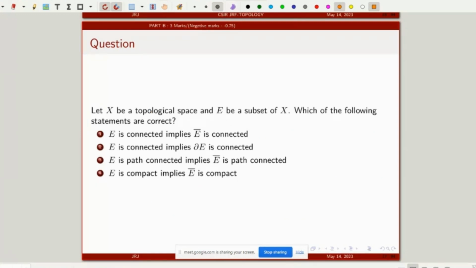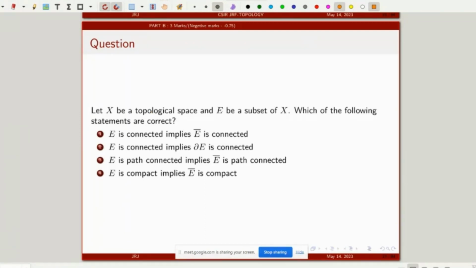Let X be a topological space and E be a subset of X. Which of the following statements are correct? E is connected implies E closure is connected. E is connected implies boundary of E is connected. E is path connected implies E closure is path connected. E is compact implies E closure is compact.